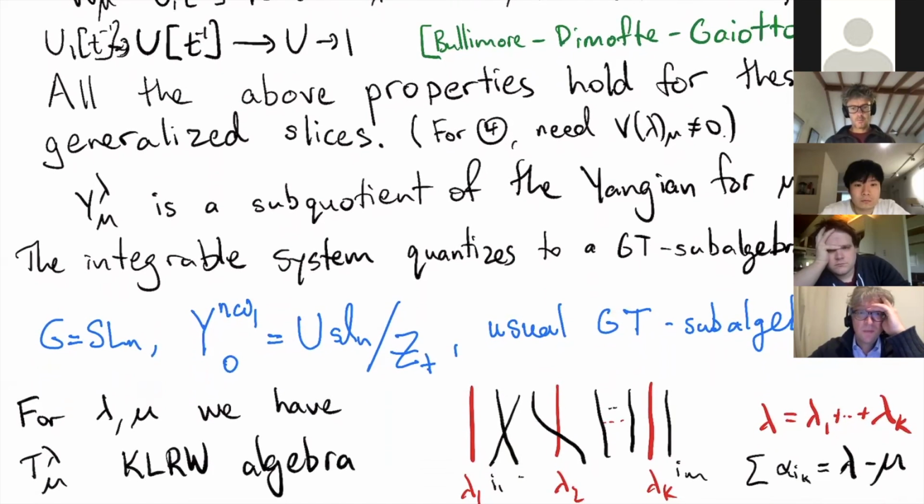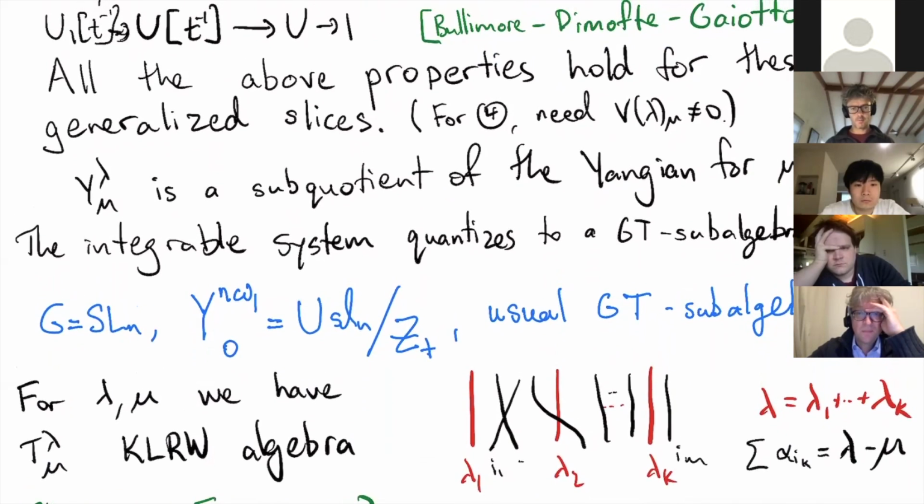Okay, so we're going to shift gears slightly. And the reason why we're going to shift gears slightly is I'm going to explain a theorem, which we proved a couple of years ago, describing modules for these truncated shifted Yangians, these Y lambda mu's. And our description of the category of modules uses as a main tool this KLRW algebra. So that's an algebra invented by Khovanov, Lauda, Rouquier, and Webster.